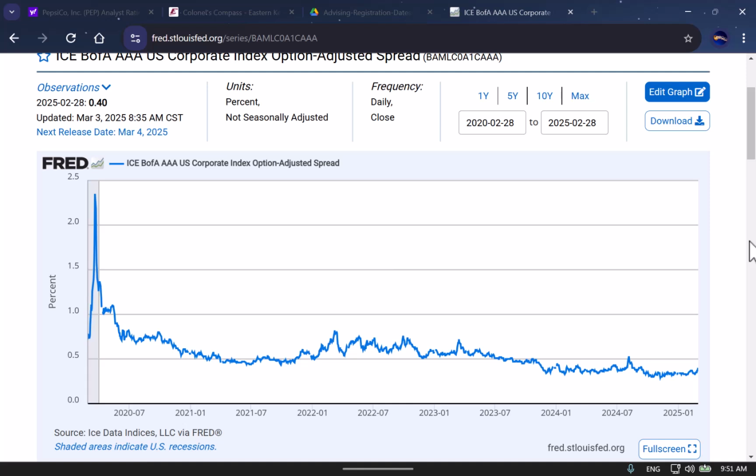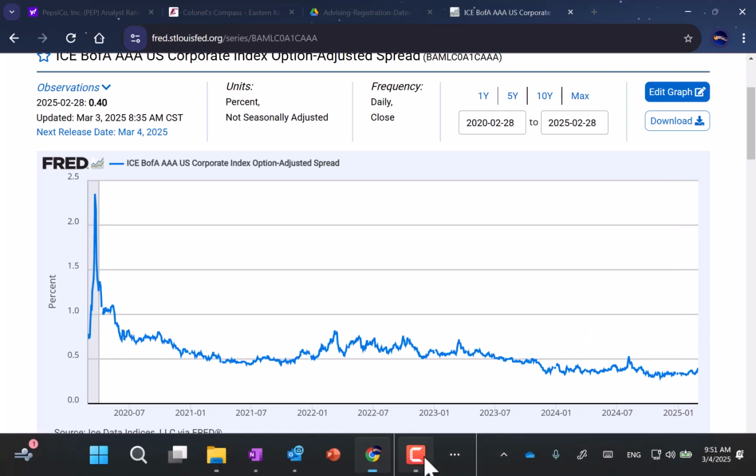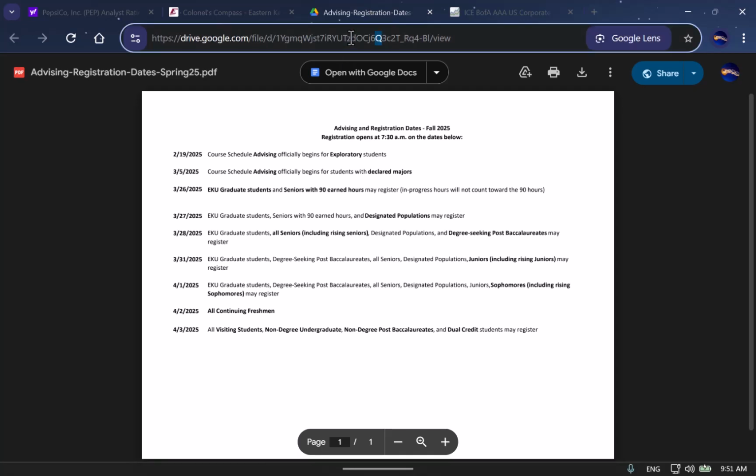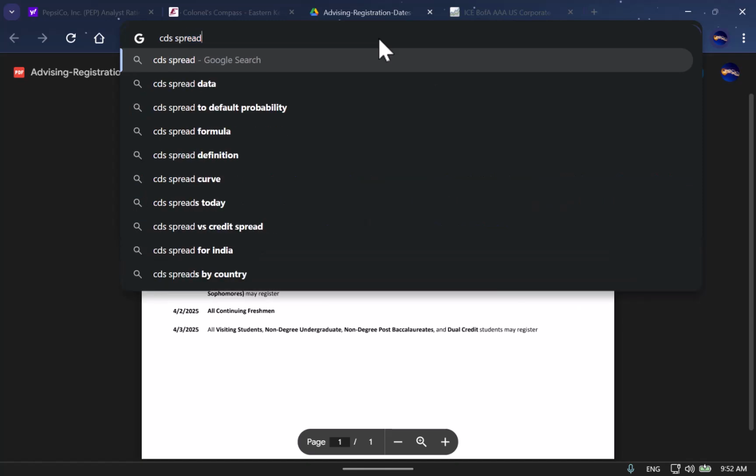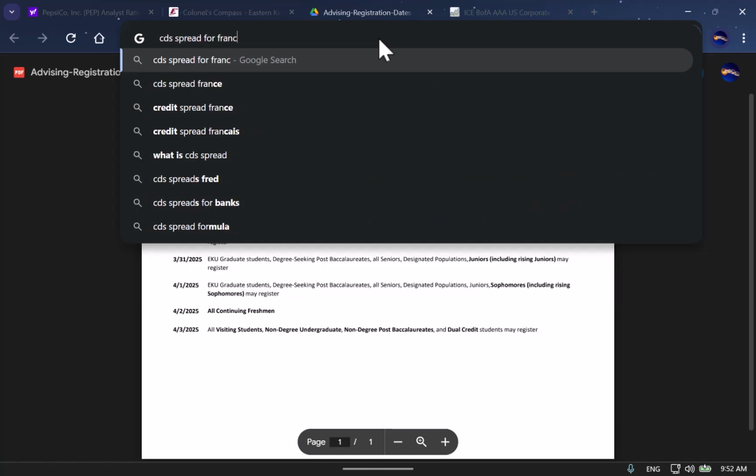Okay, but for example, you can actually see it in the CDS spread for France, for example.